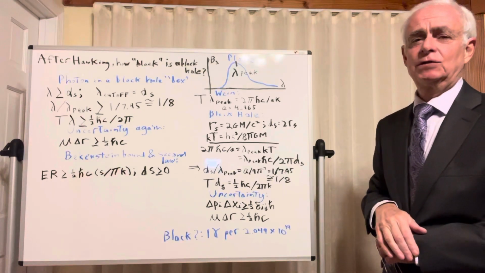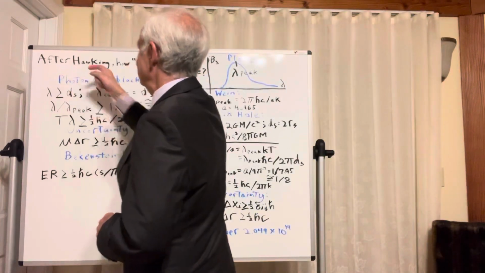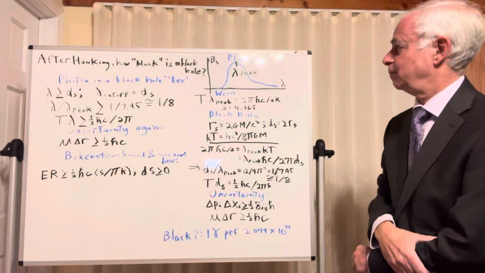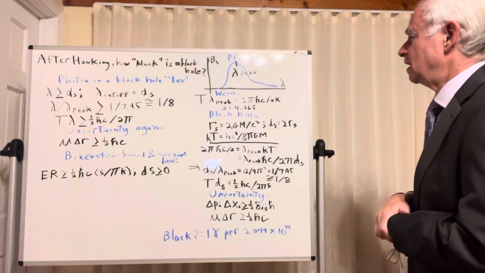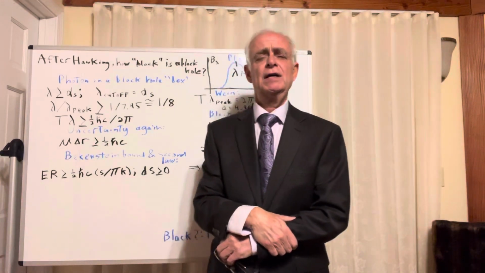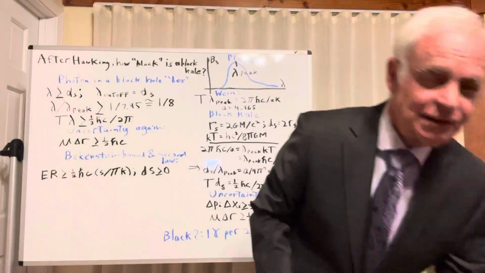Now we're going to talk more about black holes. And the title of tonight's talk is After Hawking, How Black is a Black Hole? And we're going to look at that particular question. Obviously, prior to understanding that black holes emitted a radiation spectrum, well, let's go back to the beginning.